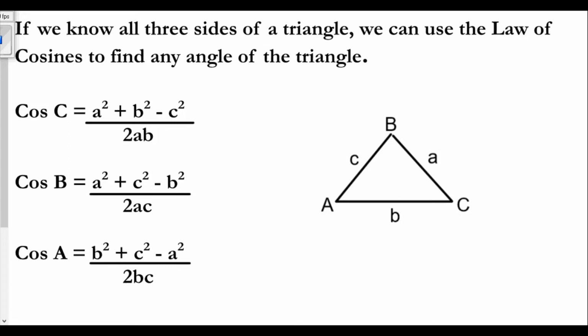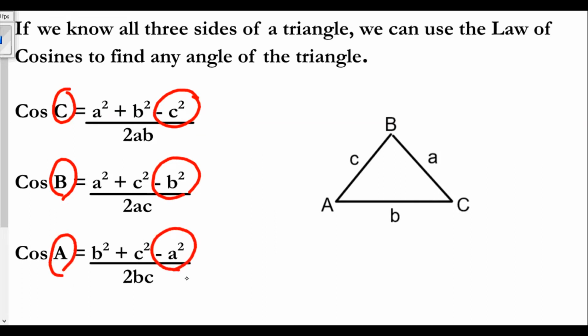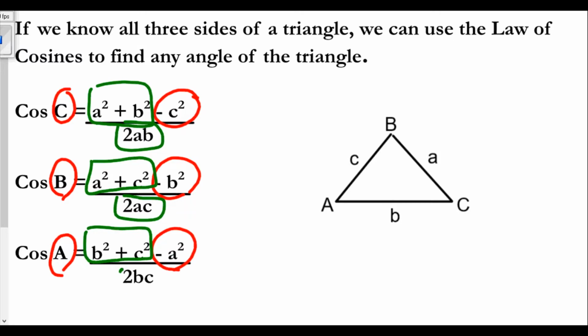Well, notice in this situation, when the angle you're trying to find, here's angle C, you always have the minus the side opposite squared. Here's cosine of B minus b squared at the end, and cosine of A minus a squared at the end. And the other two letters are being squared and added. And then divide by 2 times the product of those two letters. Here, a squared plus c squared, and here's 2ac, b squared plus c squared, 2bc.